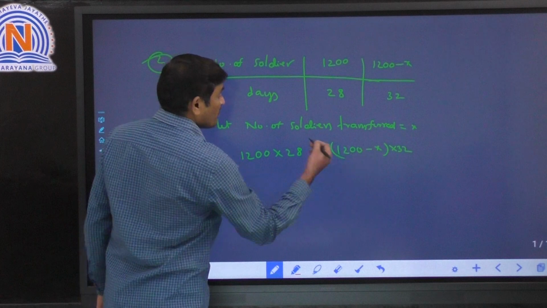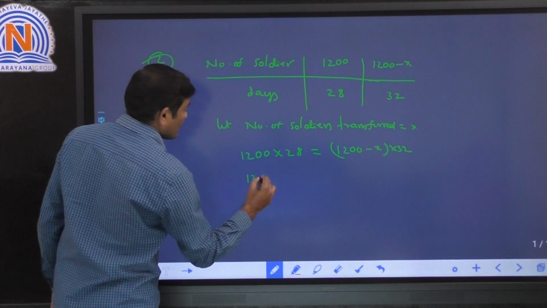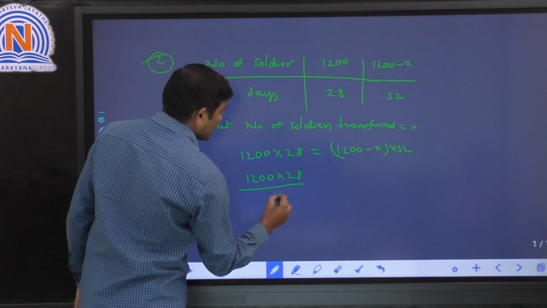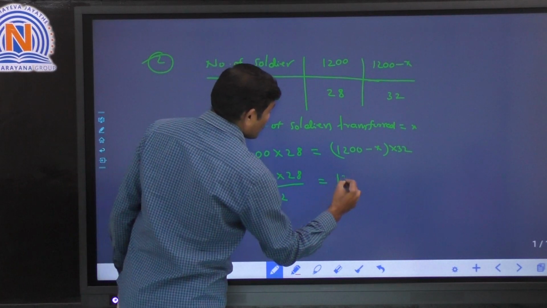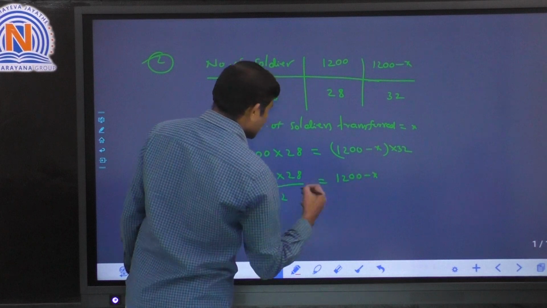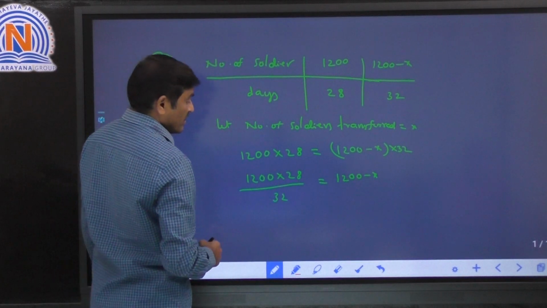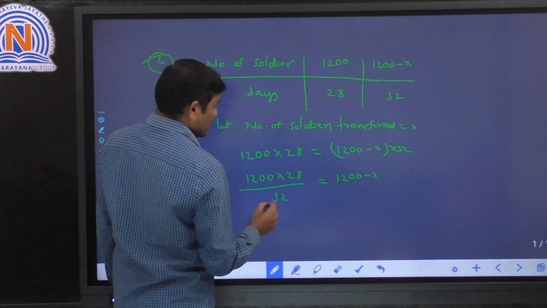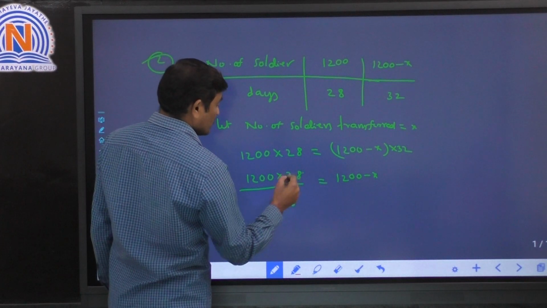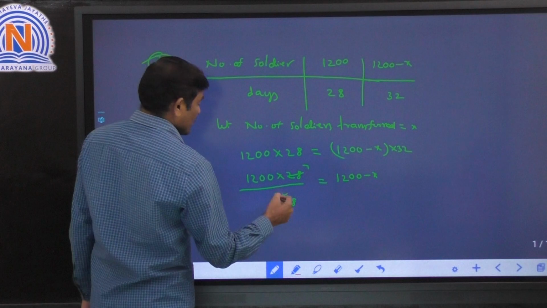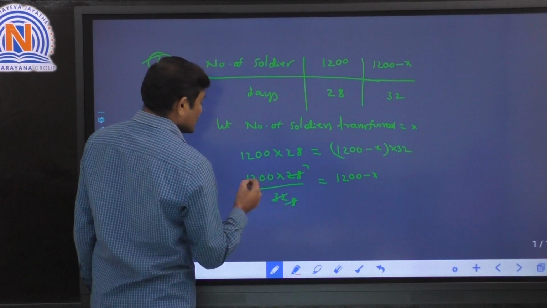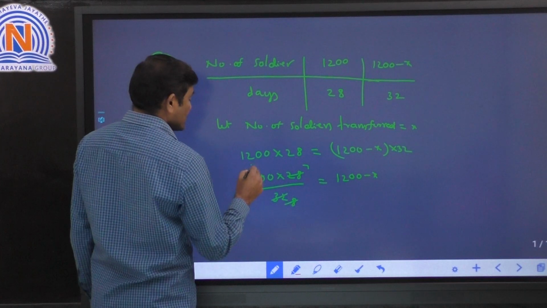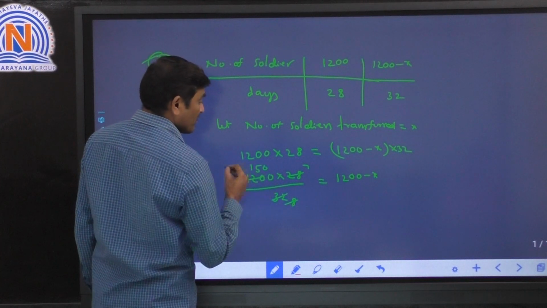Now this 32 will be transferred to the left side. 1200 into 28 by 32 is equal to 1200 minus x. Now cancel with 4: 4 eights are 32, 4 sevens are 28, again 8 ones are 8, 8 fives are 40, 150.